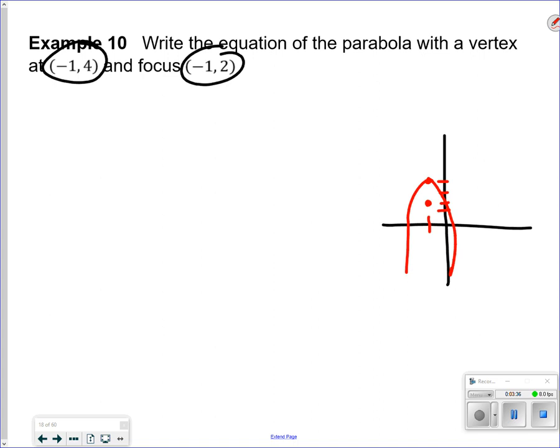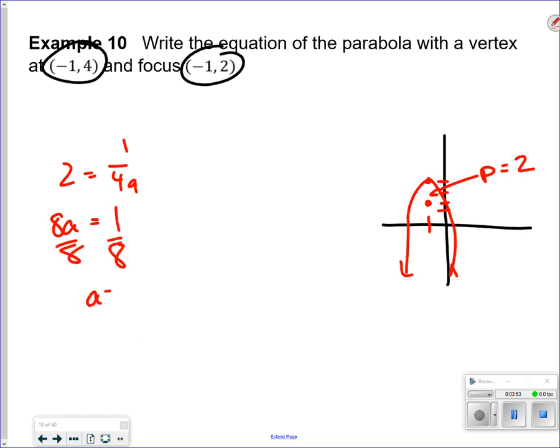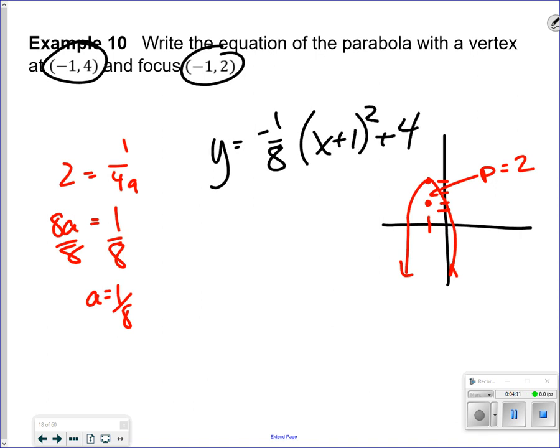So we're talking again about a downward parabola with a p-value equaling 2. So how do I get a p-value of 2? Well, that would mean 1 over 4a equals 2, so 8a equals 1. I multiply both sides by 4a, divide by 8, and a would equal 1/8. It's a downward parabola, so we're talking about a y equals parabola with a value of negative 1/8 because it goes down. x plus 1, that's the x value of the vertex, and plus 4 because that's the y value of the vertex.